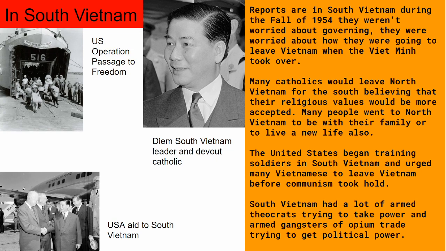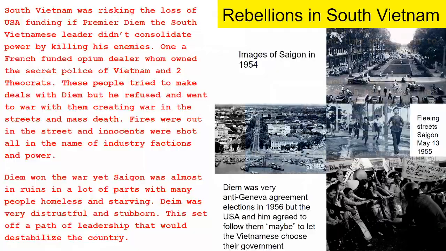So South Vietnam had a lot of armed theocrats to take power, and armed gangsters of opium trade trying to gain political power. South Vietnam was in heavy turmoil. So they had a lot of rebellions, just like the war of drug lords from France, all those sort of things. And if this wasn't solved, the United States was going to remove funding from South Vietnam. So this had Premier Diem urged to consolidate power before U.S. funding left. So the opium dealers tried to come to an agreement, but Diem refused.